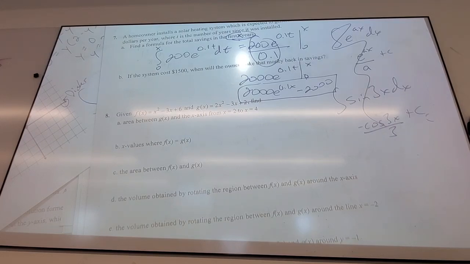I am saving money over time, but it took an immediate outpouring of money to get the thing installed, yes? Set it equal to 1,500 for the install. And that is a very pre-calculus problem. You just add it and divide and take a natural log and so on.